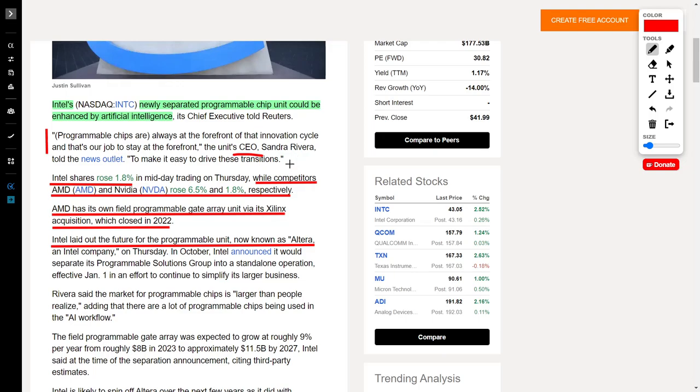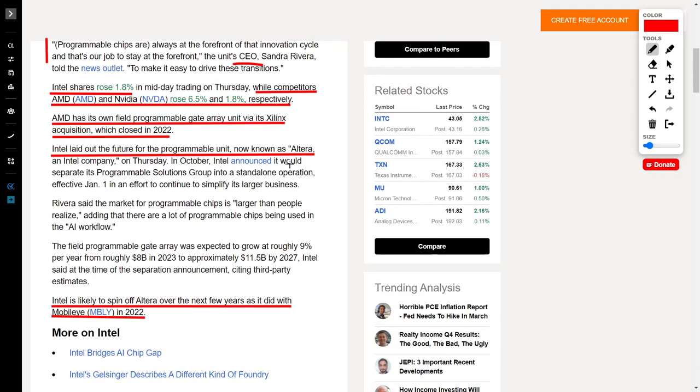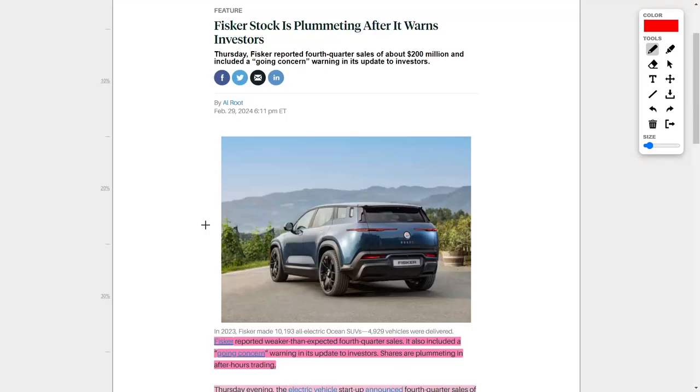Intel recently said that the future of their programmable chip unit would be known as Altera, and Intel is likely going to spin off Altera over the next few years, just like it did with Mobileye, ticker symbol MBLY, which happened back in 2022. Next up, let's talk about Fisker, which is an electric vehicle startup company, and they have really been going through it lately.